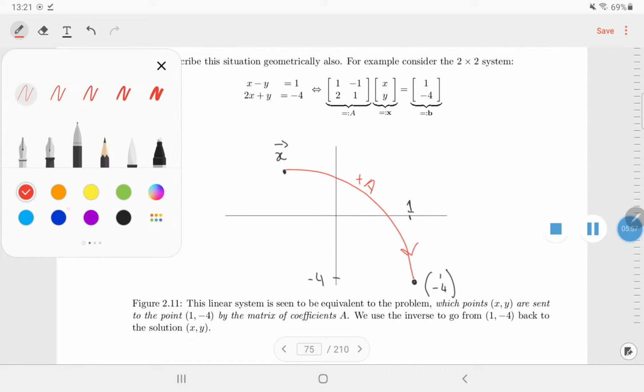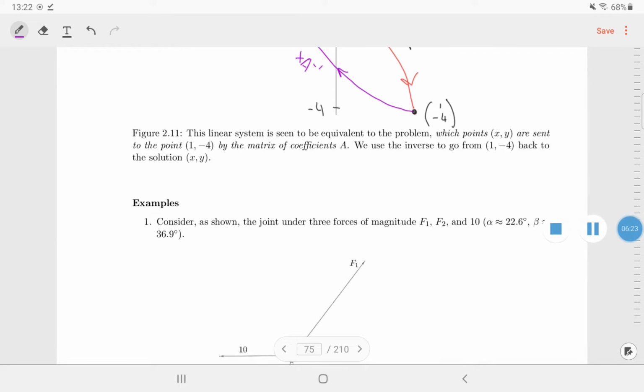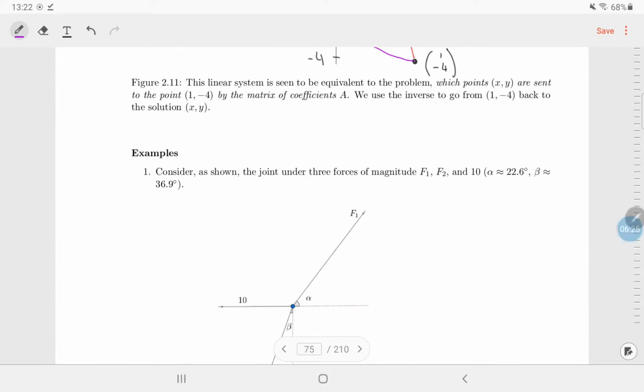Well, if you multiplied the point 1 minus 4 by A inverse, remember, that will undo the action of multiplying by A. So you find that x is equal to A inverse times B. We would have done that on the previous page algebraically. Here's a kind of picture of the algebra, as it were. Okay, so I think we're just going to do some examples.